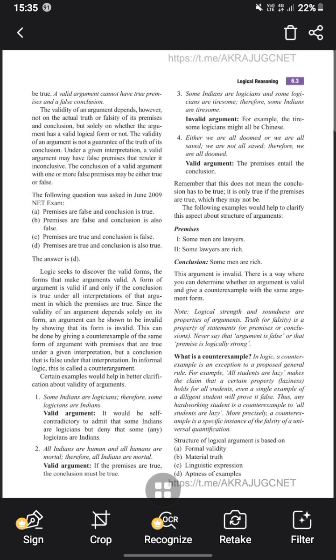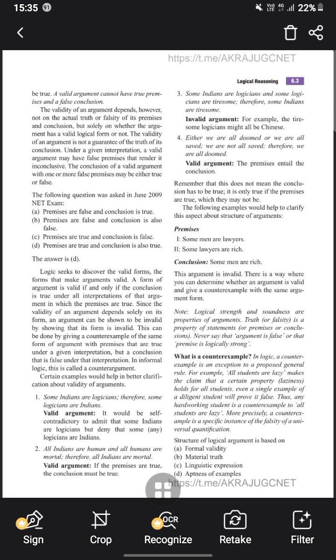Invalid argument, for example, the tiresome logicians might all be Chinese. Okay, either we are all doomed or we are all saved. We are not all saved, therefore we are all doomed. So that is a valid argument. Remember that this does not mean the conclusion has to be true. It is only true if the premises are true.